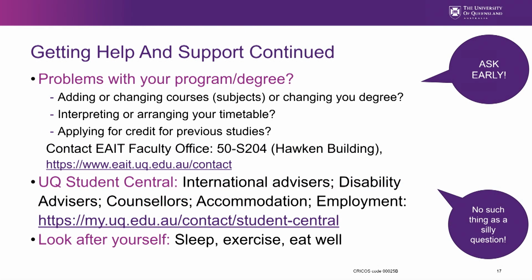Other things to consider: if you're having problems with your program or your degree, if you want to add or change courses or perhaps even change what you're studying, if you're having difficulty interpreting or arranging your timetable, if you want to apply for credit for previous studies, for any of these things, please come to the faculty office in the Hawken building. Our staff will be able to assist you there.